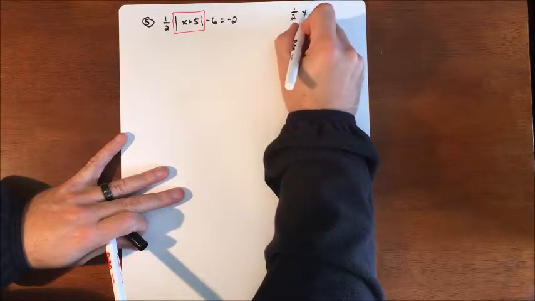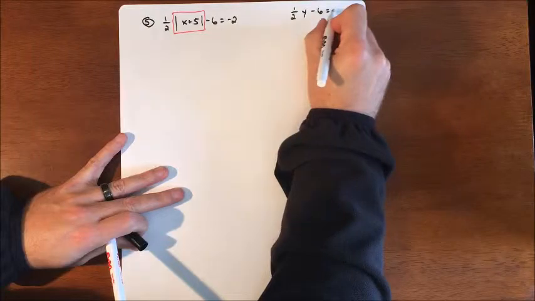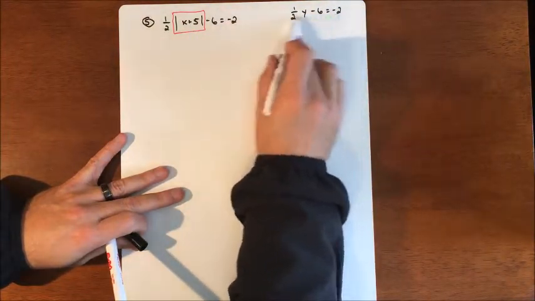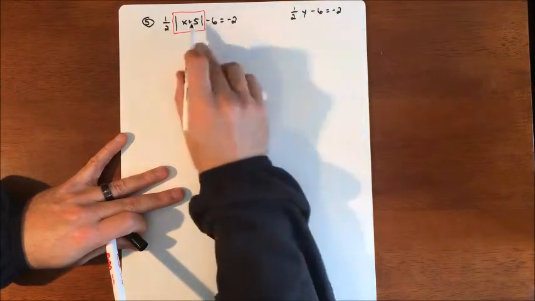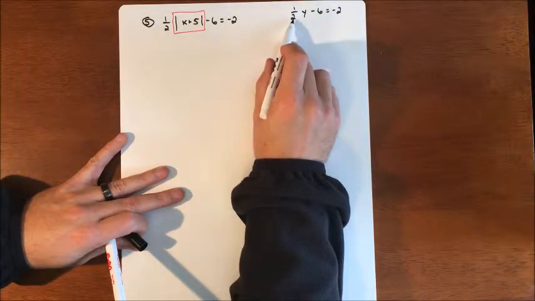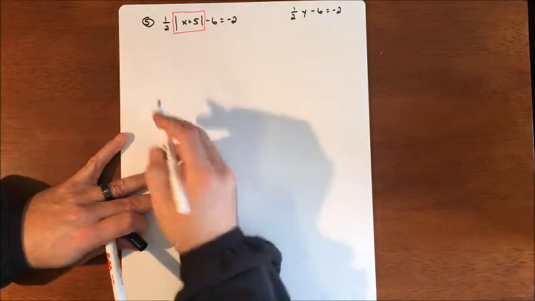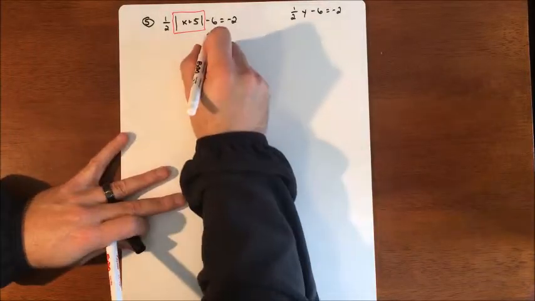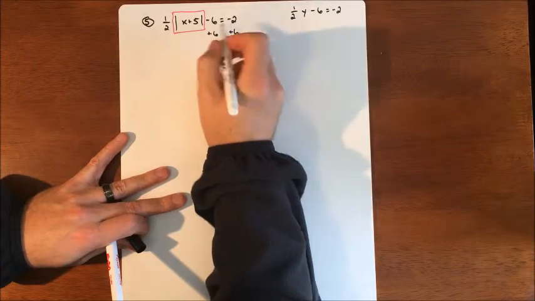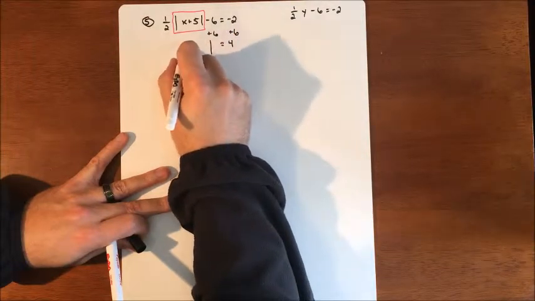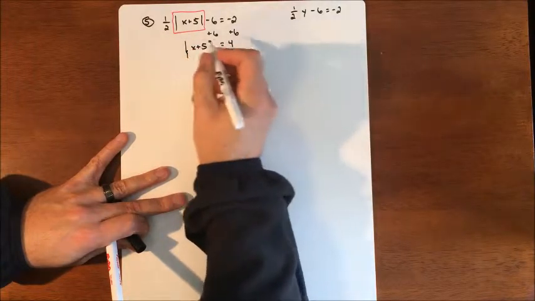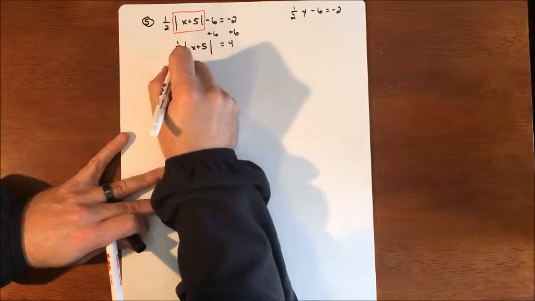1/2 times y minus 6 equals negative 2. Instead of having an absolute value, you can kind of consider it looking like this. We want to get this piece, which is our absolute value, by itself. So we're going to bump the 6 over, and then we're going to take care of the 1/2. So to do that, we add 6. So that's going to be a 4. That'll cancel. So we'll have the absolute value of x plus 5 and a 1/2 in front.